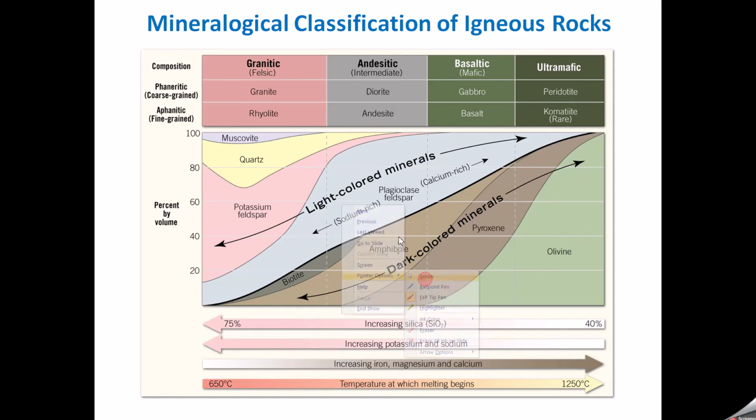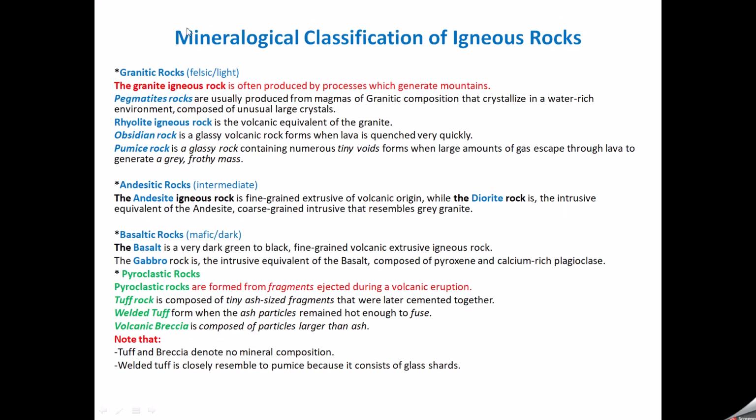Now, mineralogical classification of igneous rocks. We have granitic rocks, felsic, which are light in color. They're mostly dominated by feldspar and silica. That's why we call them felsic. And we have andesitic rocks, intermediate. We have basaltic rocks. We call them mafic, or dark. Mafic because they're rich in magnesium and iron.